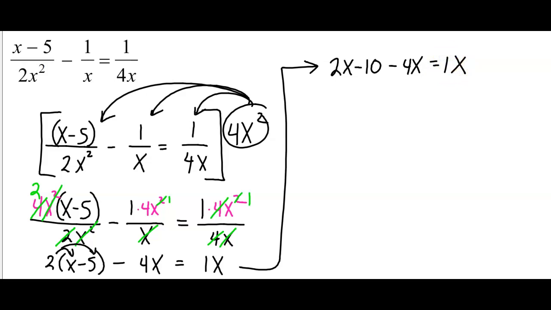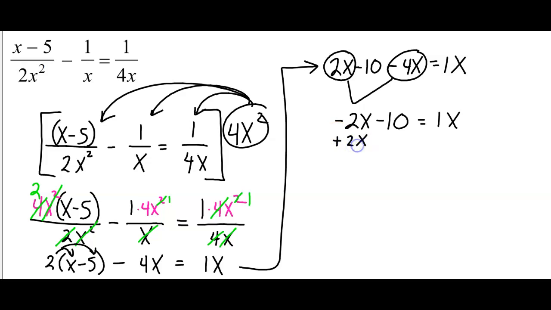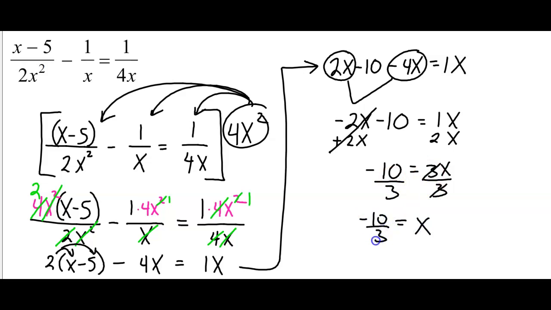Next, we want to combine our like terms. So like this 2x and this negative 4x are like terms. I can put those together. And then I also want to get this 2x and the 1x together, so I'm going to add 2x on both sides to cancel it off of this side, and giving me 3x on the other side. Finally, to solve for x, we just divide by 3, and we have our answer. Okay, so there is that one.